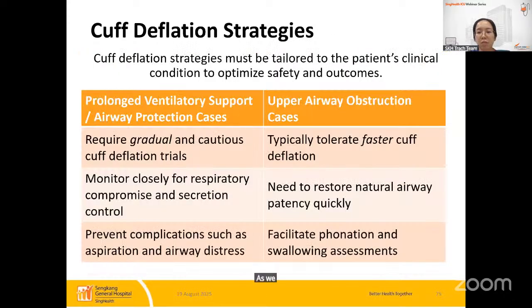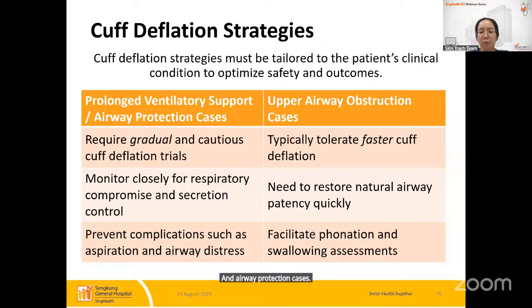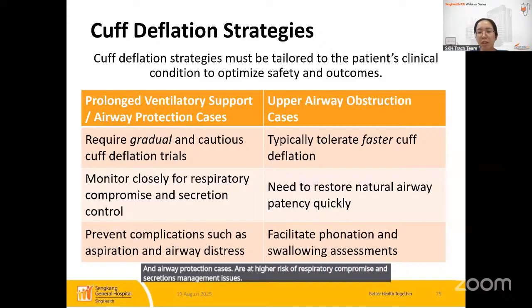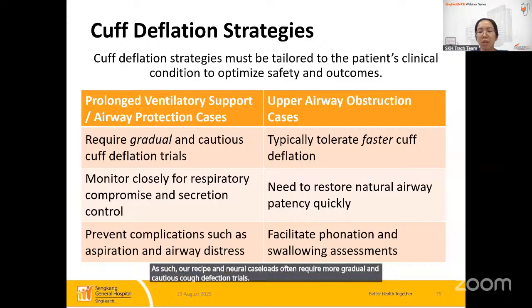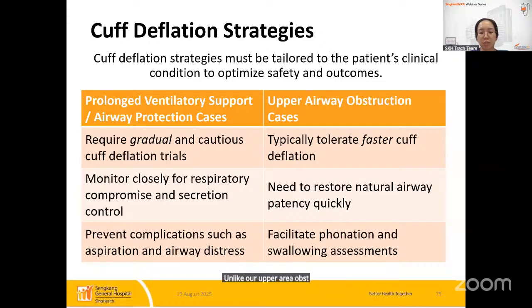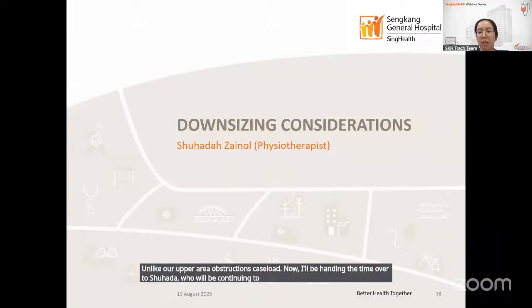As we all know, patients who have been tracheostomized because of prolonged ventilatory support and airway protection cases are at higher risk of respiratory compromise and secretions management issues. As such, our respiratory and neuro caseloads often require more gradual and cautious cuff deflation trials, unlike our upper airway obstructions caseload. Now, I'll be handing the time over to Shuhada, who will be continuing to share the next stages of the weaning and decannulation process.